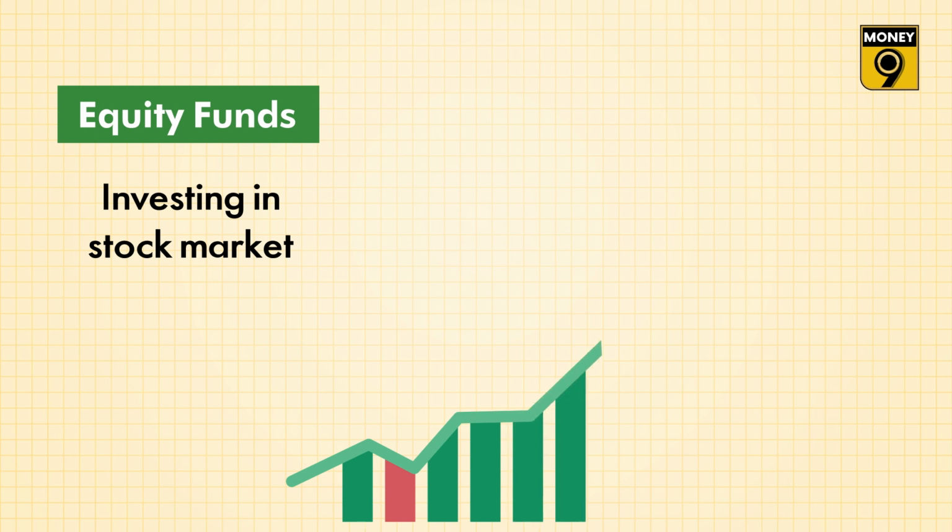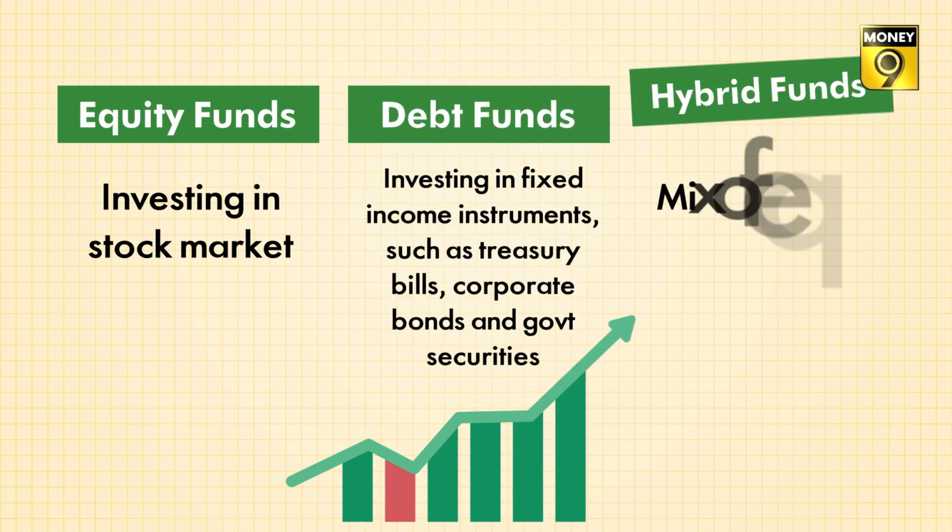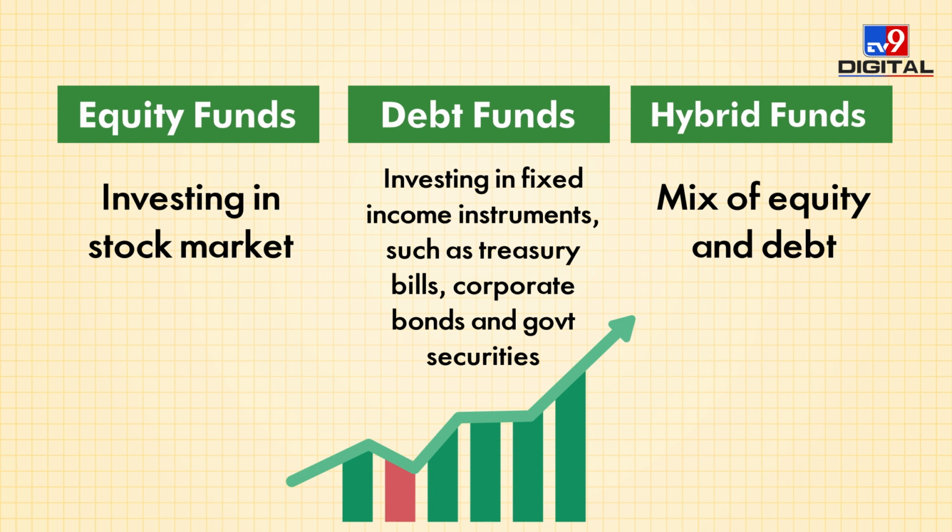Now let's understand where mutual funds invest. Equity funds invest the money collected from investors in the stock market. Debt funds invest in fixed income instruments such as treasury bills, corporate bonds, and government securities. There is also a hybrid fund category, which is a mix of equity and debt.